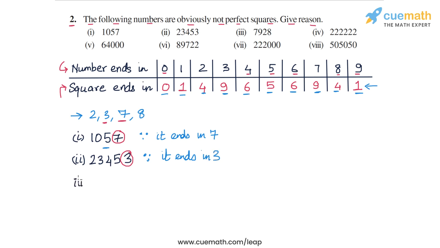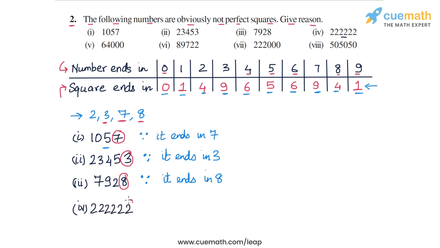Then in part 3, the number is 7928 and the unit digit of this number is 8. Once again, a perfect square cannot have 8 at its units place. So because this number ends in 8, it is not a perfect square. Then in part 4, the number is 222222. So 2 is repeated 6 times, but we only have to look at the units digit.